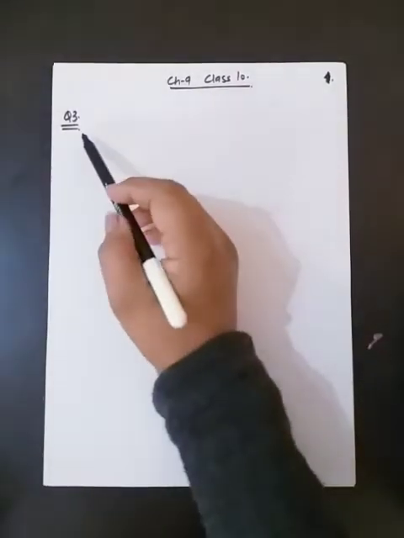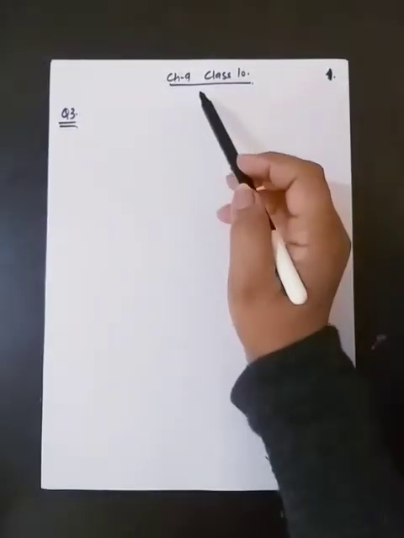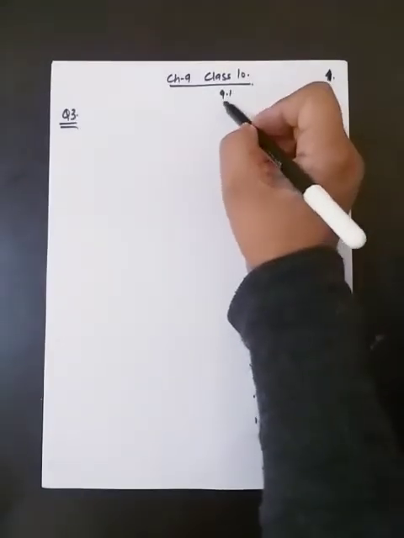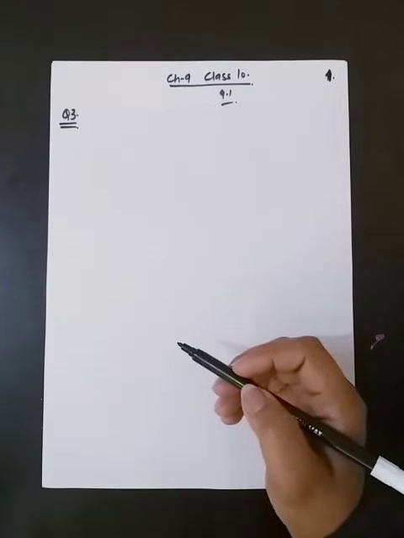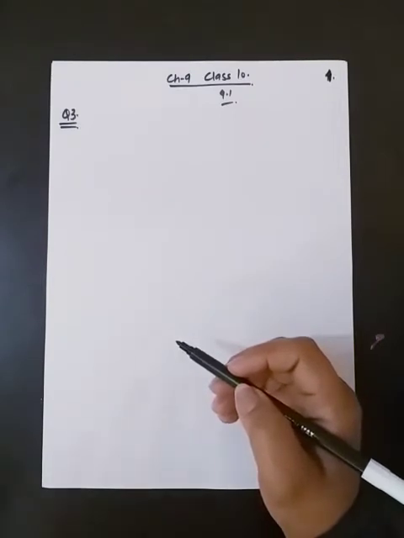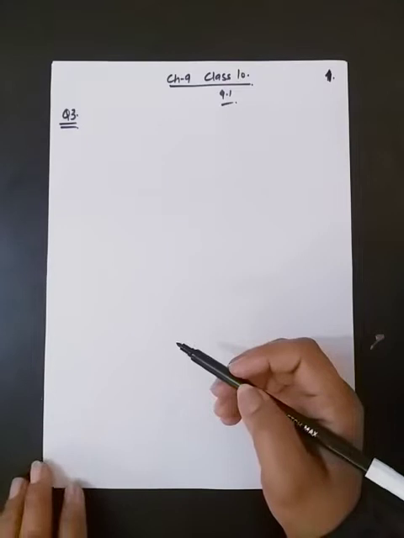Next, question 3 of exercise 9.1, chapter 9. A contractor plans to install two slides for the children to play in a park. For the children below age of 5 years, she prefers to have a slide whose top is at a height of 1.5 meter and is inclined at an angle of 30 degree to the ground.